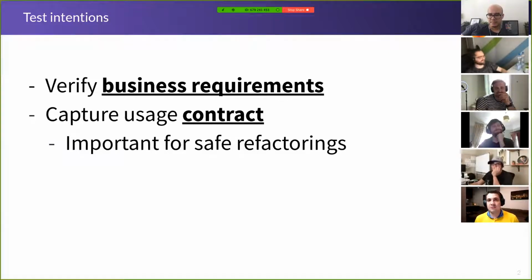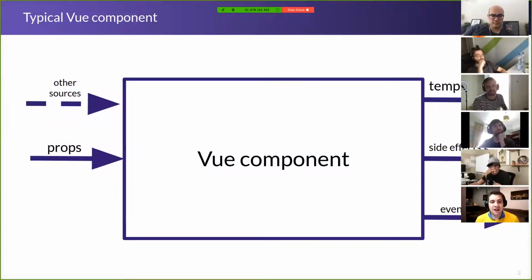Capturing the contract means understanding how a component is expected to function from the outside perspective. It is very important when another person is touching your component, to understand what is safe and what is not safe for refactoring. So the classical view of component testing is a black box.